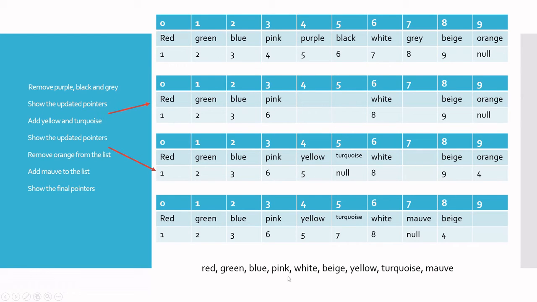This is how it would appear if we'd written this all on a piece of paper. Red, green, blue, pink. So we know we get as far as here. Pink, 6. So we should have white. Takes us to beige. Takes us to yellow. Takes us to turquoise. And finally, 7 takes us to mauve, and that's exactly as we would expect to see it at the bottom.